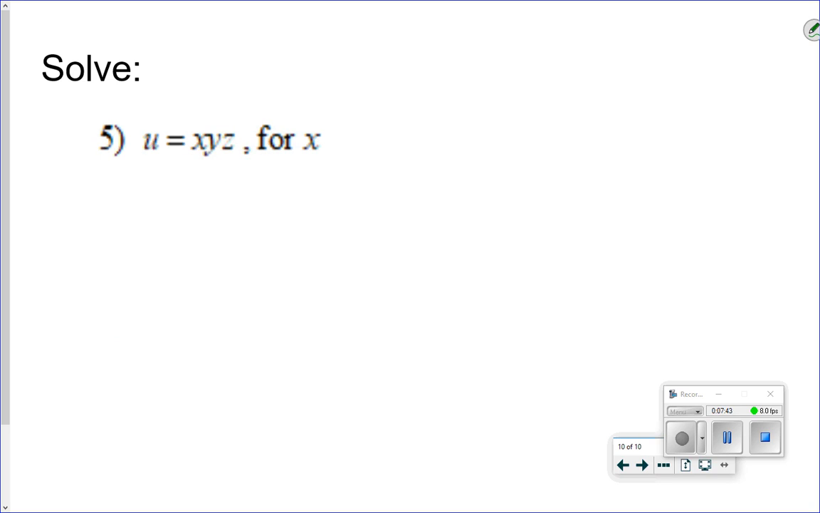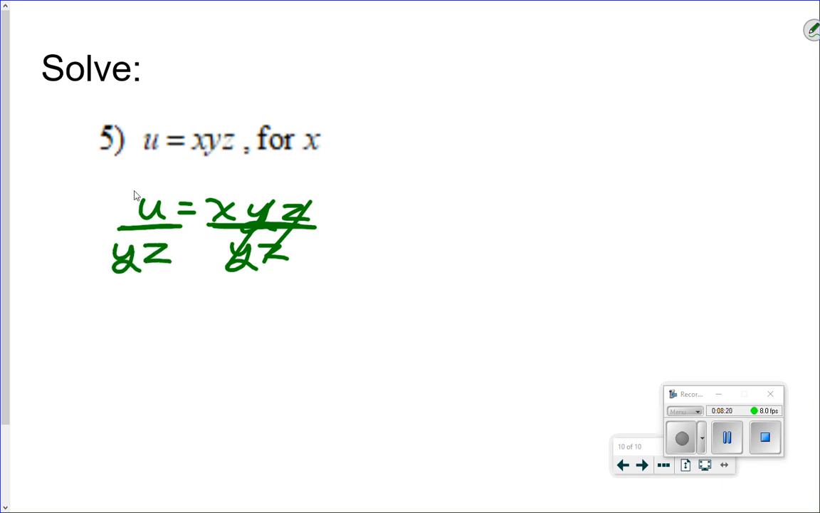Okay, one last example. This is u equals x times y times z, and we're going to solve for x. This is a simple one step. We know we're going to have to divide because we're going to have to get rid of the y and the z in order to get x by itself. And since both y and z are being multiplied by x, we can do this all in one step. We can divide the whole thing by y and z at the same time. And that will cancel out the y's and the z's all at once. And what I do on the right side, I have to do on the left side.